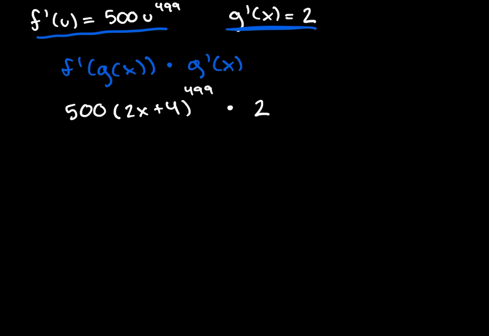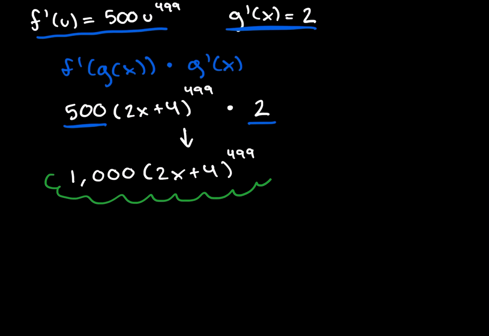Now, this may seem really complicated at first. There's a 500, a 499, an exponent, multiplication. However, at least in the work that we're doing today, all that is left for us to do is to simplify. And luckily, we only have to multiply out the constants, 500 and 2 here. So this will end up equaling 1,000 times 2x plus 4 to the power of 499. This is our final answer.